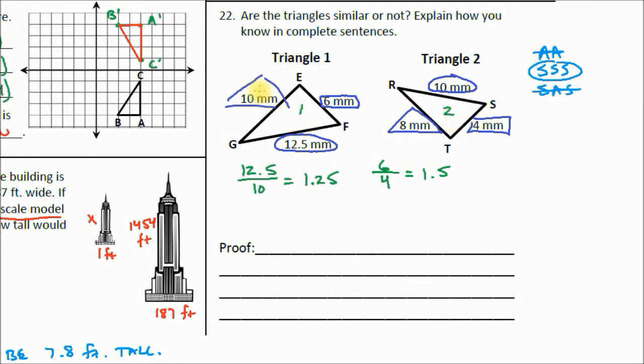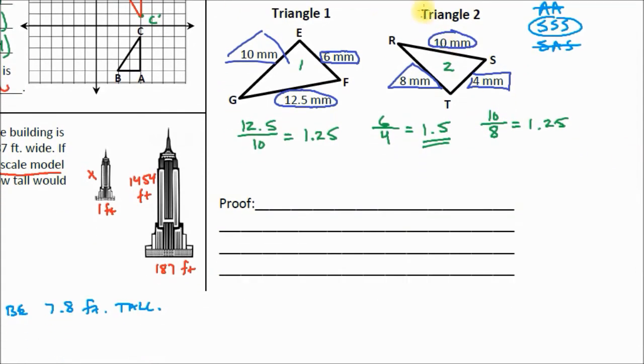Now, we could have checked the last one as well. Let's check the last one. Triangle to triangle, 10 over 8. That's actually equal to 1.25. So even though the largest side and the medium side are proportional, the smaller side is not. So we do not have proportionality of sides.